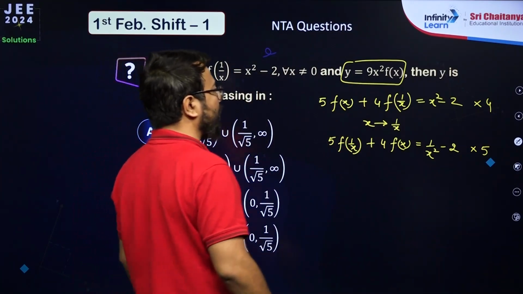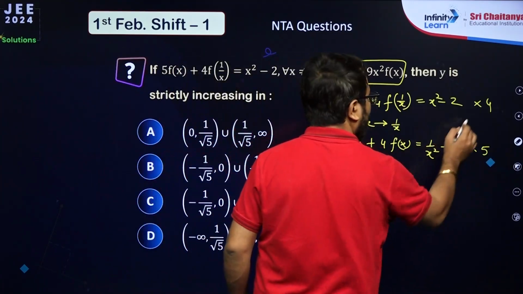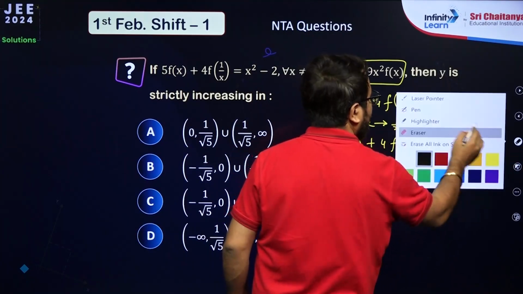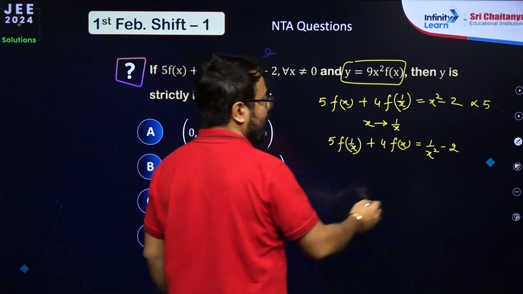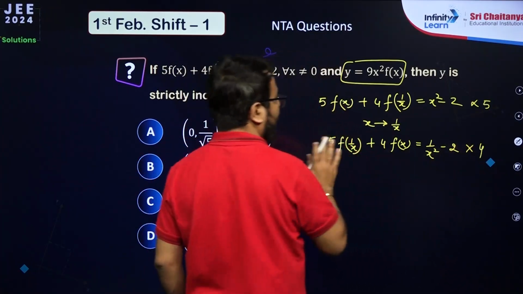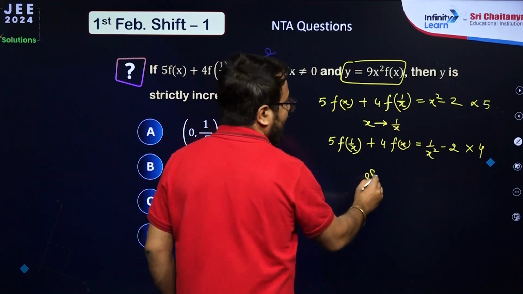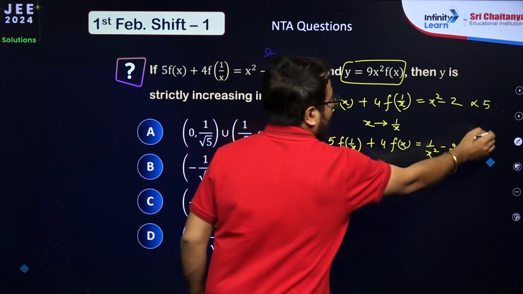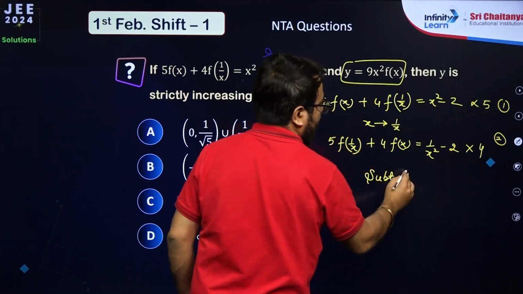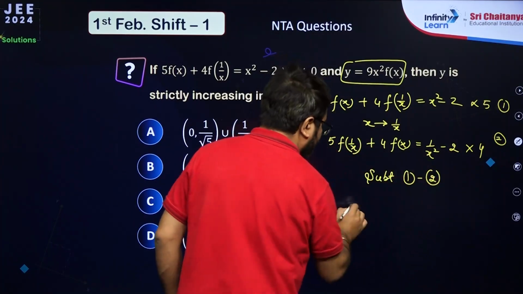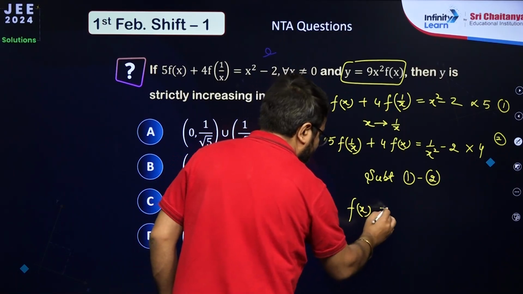Okay, so let us do one thing. Multiply the first one with 5 and then the second one with 4. So 5 into 4, 20 f of 1 by x. And here it is 20 f of 1 by x. And then subtract these two. Then subtract the first one and second one. After that you will be able to get the value of f(x), my dear students.